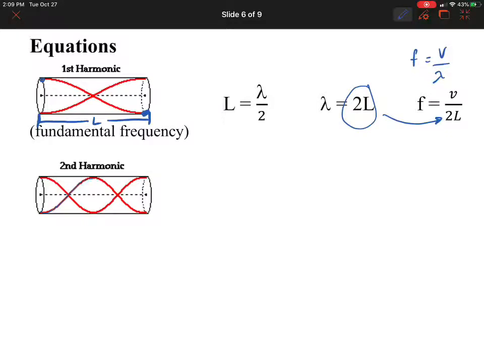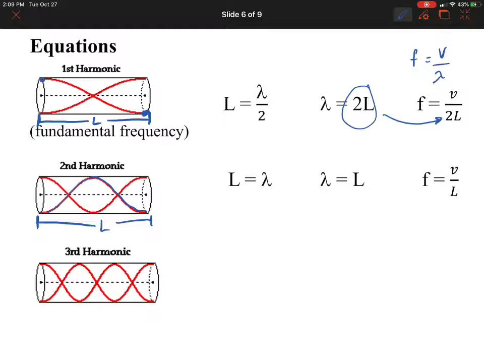So of course, here we have one full wavelength. Okay, so here the length is equal to what? This is a special one where the length is actually equal to the wavelength, and the wavelength is equal to L. So really, this is a nice one for frequency, and that's just where you do velocity divided by L, which is the same as the wavelength. Okay? And then we have our third harmonic.